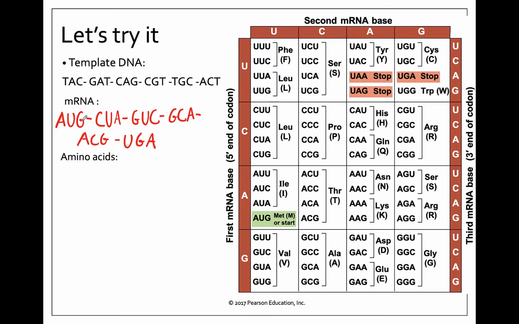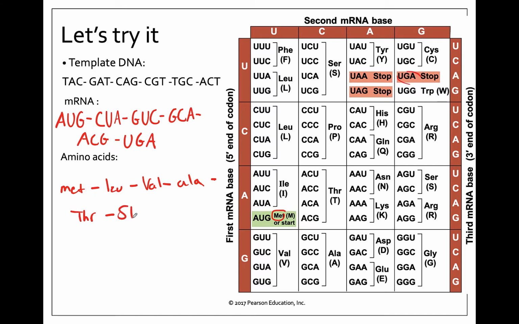And then we would use our codon chart here to translate this into amino acids. So AUG is met or start, so I can say met. CUA is leucine, LEU. GUC, right here, is valine. GCA is alanine. ACG is threonine. And then UGA is UGA.